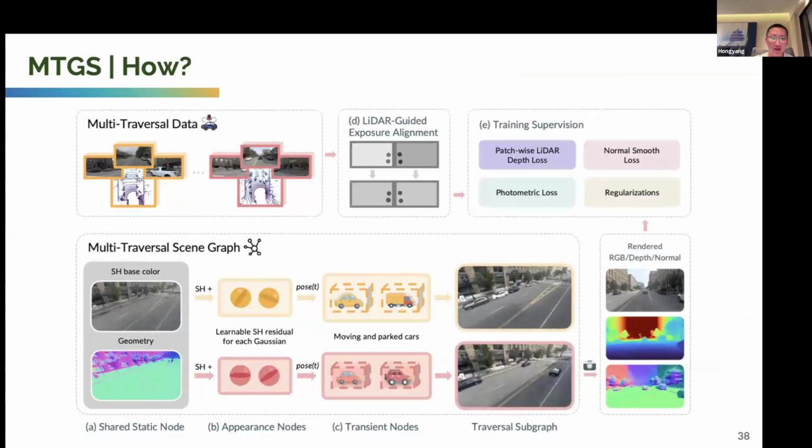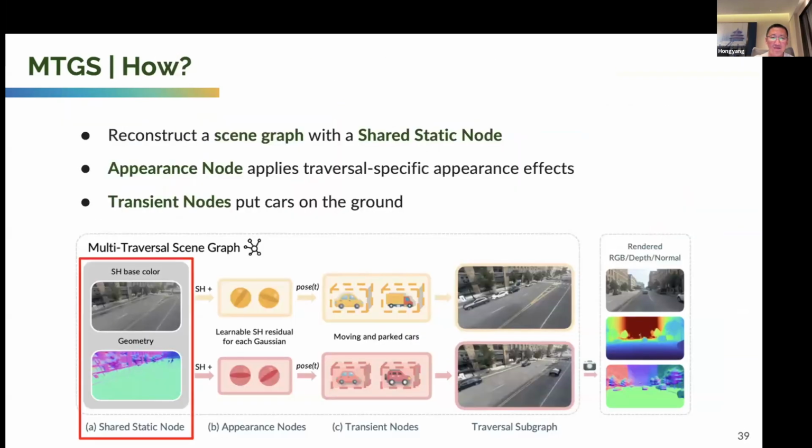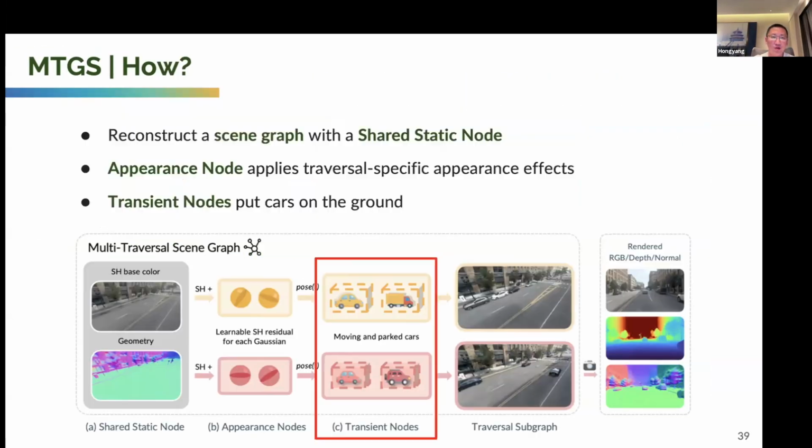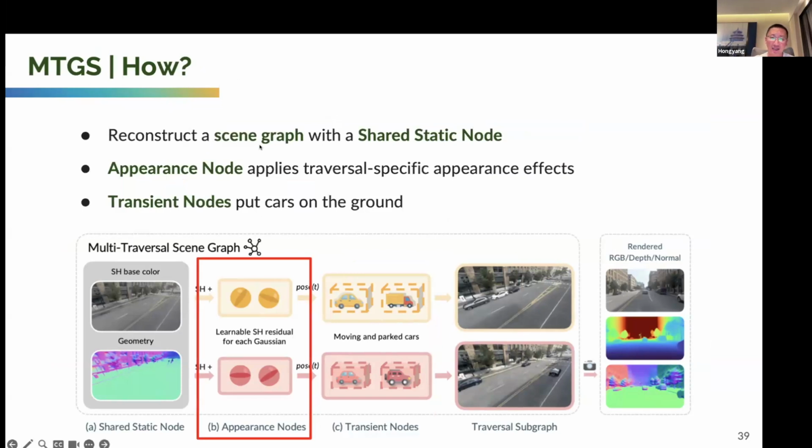So here, okay. So these are the results. These are the pipeline here. We have the multi-traversal data and also the LiDAR-guided exposure alignment, and also the other training part, like how we are going to utilize all the losses to reconstruct the scene. So first, we will reconstruct a scene graph with a shared static node. And also we have this appearance node that applies to the traversal-specific appearance effects. And also we got the transient nodes, putting the cars on the ground.